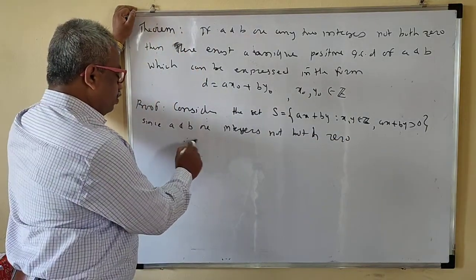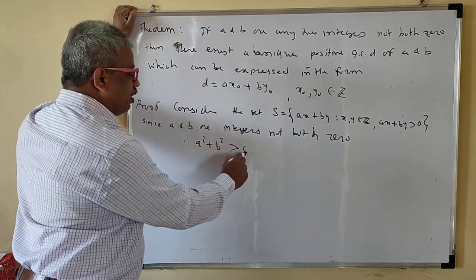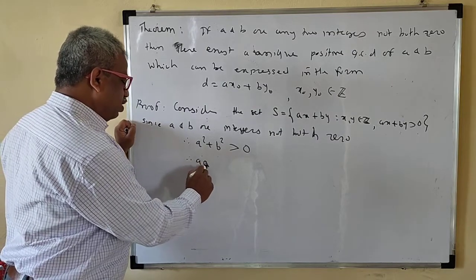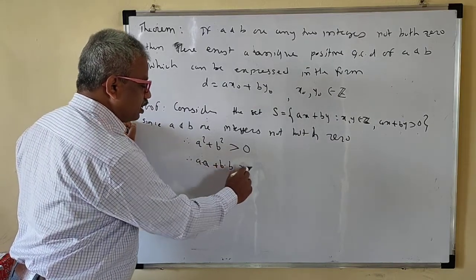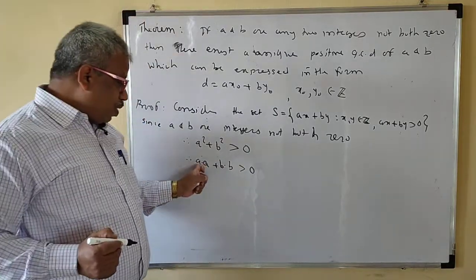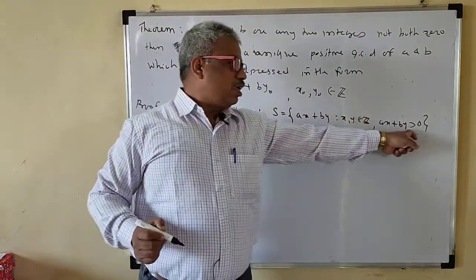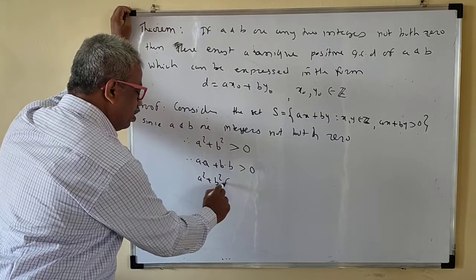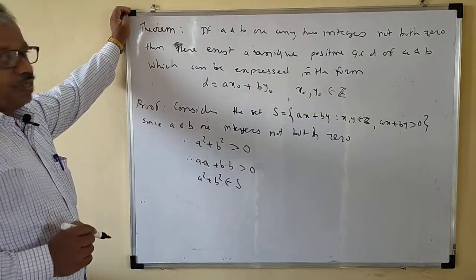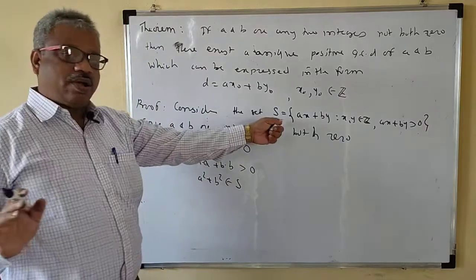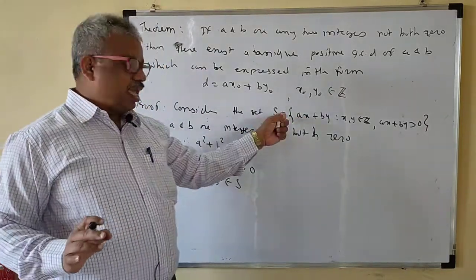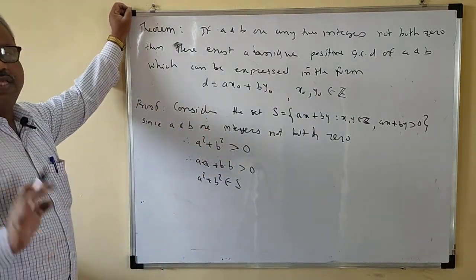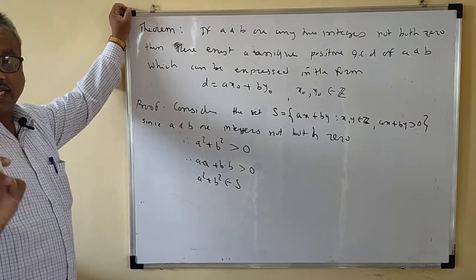Therefore A square plus B square is always greater than or equal to 0, and strictly greater than 0. This is A into A plus B into B, which is greater than 0. Now this is of the form Ax plus By, greater than 0. So that means A square plus B square belongs to S. Right? This is an element of S. So we have only A and B, and with the help of A and B we have formed this set and shown that S has at least one element.